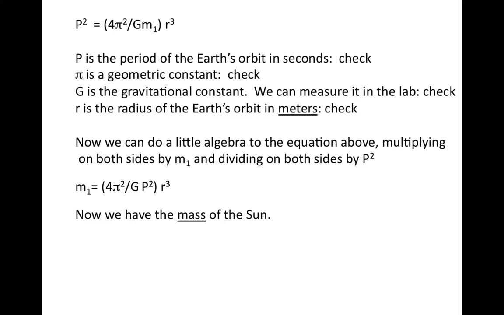So now we have p, pi, G, and r. So we can take the equation above, Newton's version of Kepler's third law, and do a little algebra, multiplying on both sides by M and dividing on both sides by p squared, and we have M is 4 pi squared over G p squared times r cubed, and this is the mass of the Sun. So now we've derived the mass of the Sun.